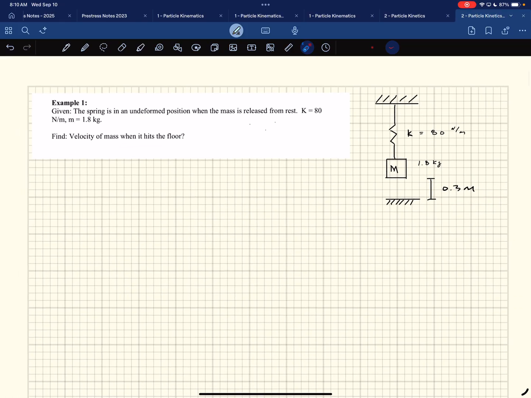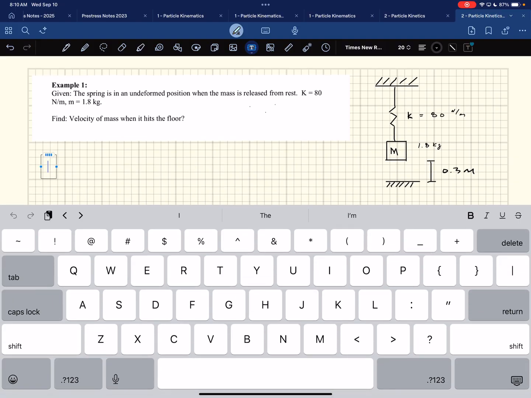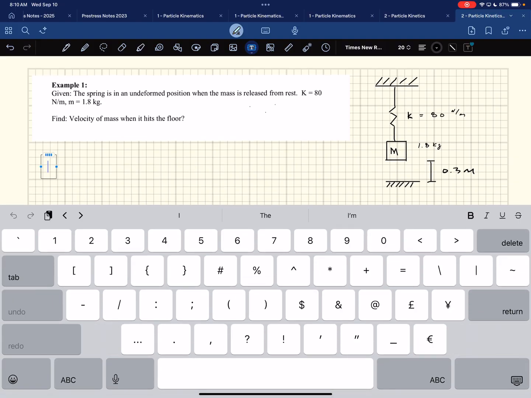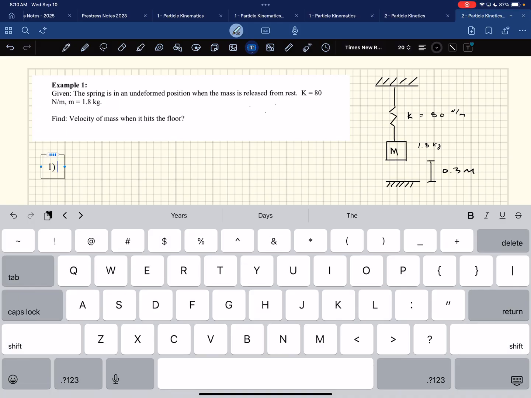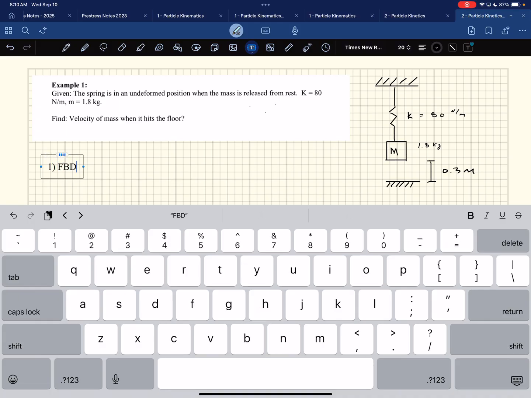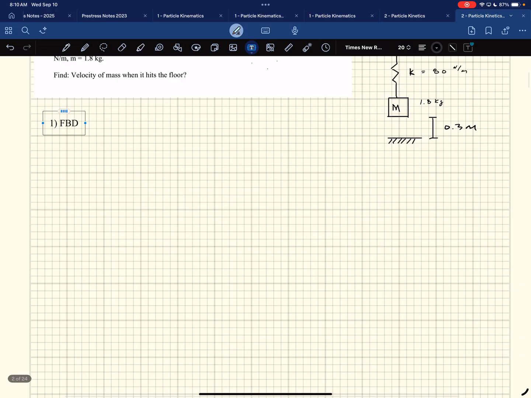All right. First thing we do, literally, I do this every time I solve one of these problems. I write 1. Free body diagram. FBD. I just write it out just like that every time, and I literally write down which part of the procedure I'm doing. So then we're in the free body diagram. I isolate my mass. Done.